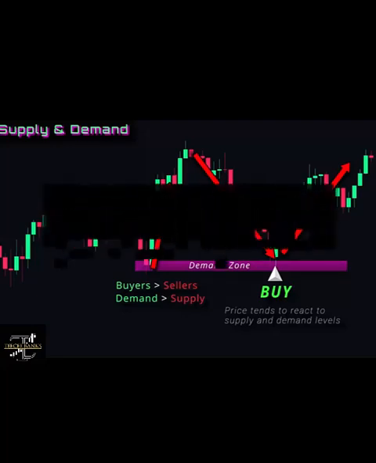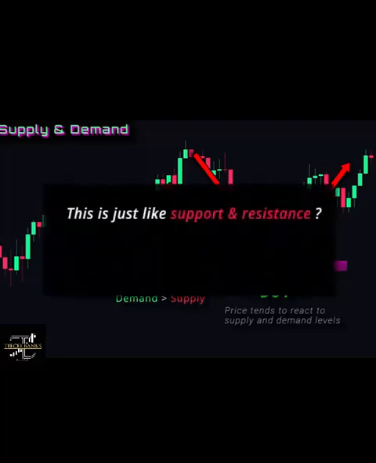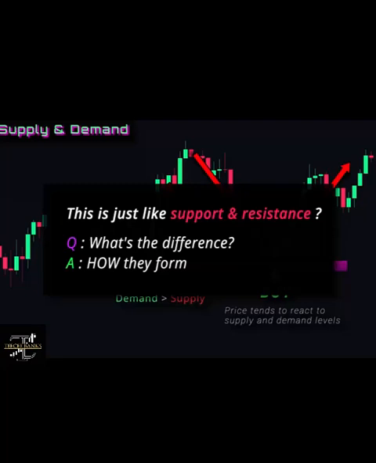Now, I'm sure some of you would notice, this works a lot like support and resistance levels. And you are correct, they are similar. And so the question is, what's the difference between support and resistance and supply and demand? This is a question that people still often get confused about. So the answer to that is how they form.